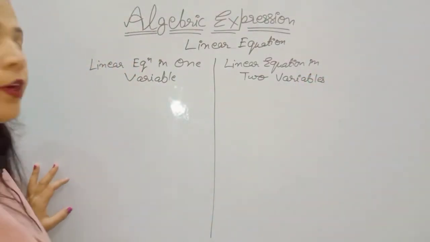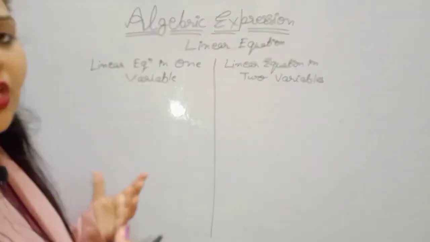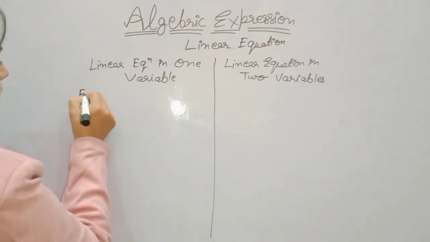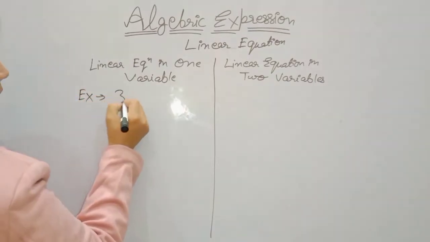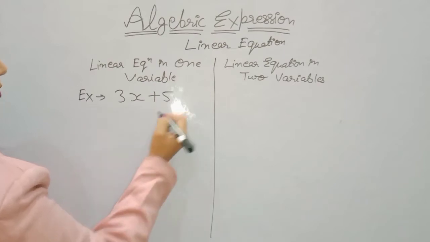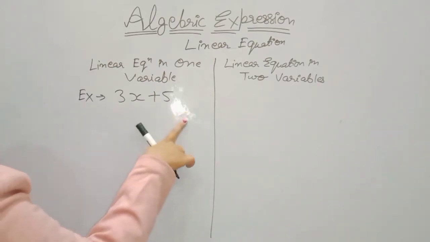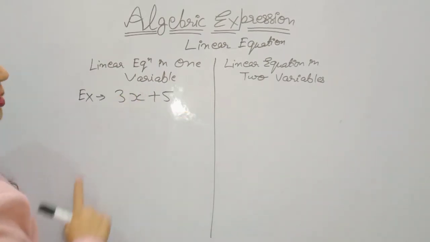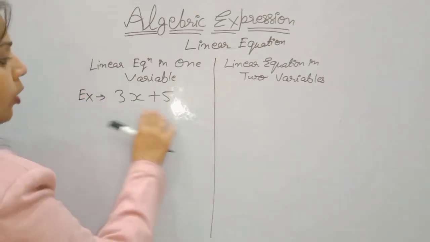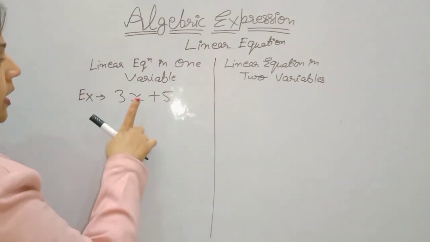Okay, so if we talk about the linear equation in one variable, so we have only one variable. For example, 3x plus 5. This is a linear equation in one variable. So how we can justify what is the maximum power of x here? This is 1. And how many variables are here? Only one variable, that is x.